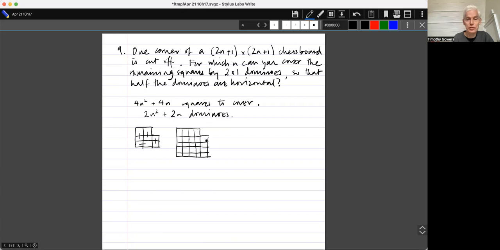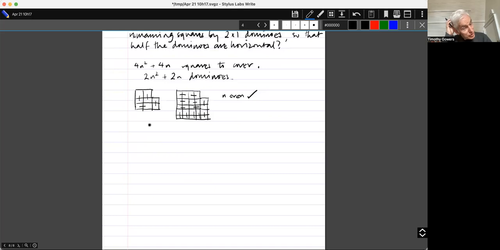Right, let's just try and do this one. Yeah, this one's going to be possible because I can just first of all do that, and then I've got 4 2 by 2 squares, and so I can just do 2 of them horizontally and 2 of them vertically. There's lots of ways I could have chosen to do that. This construction works when n is even. So when n is even, we can cover the remaining squares by 2 by 1 dominoes and get half of them to be horizontal. So I'm guessing that when n is odd you can't, so let's try and find a colouring that will demonstrate that.